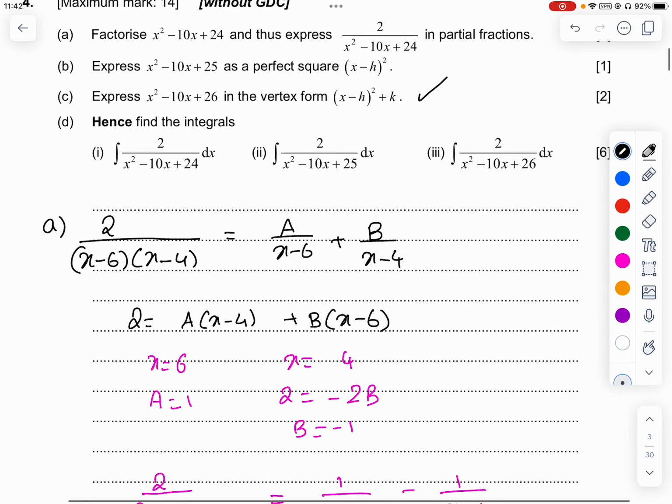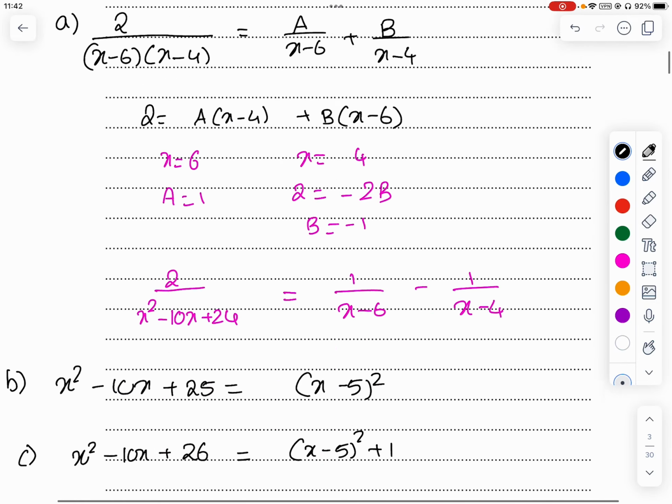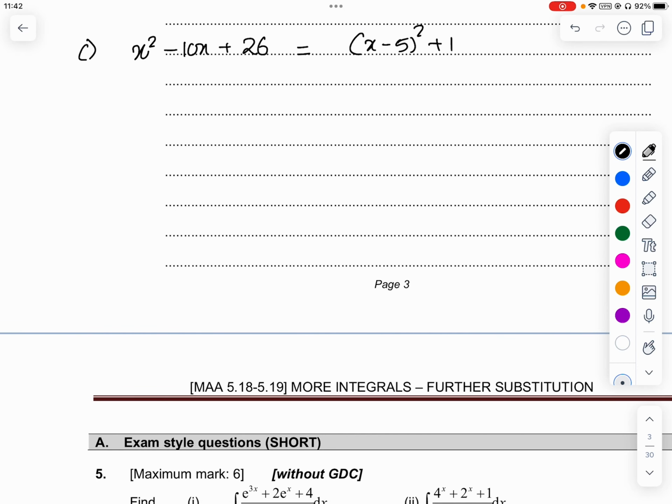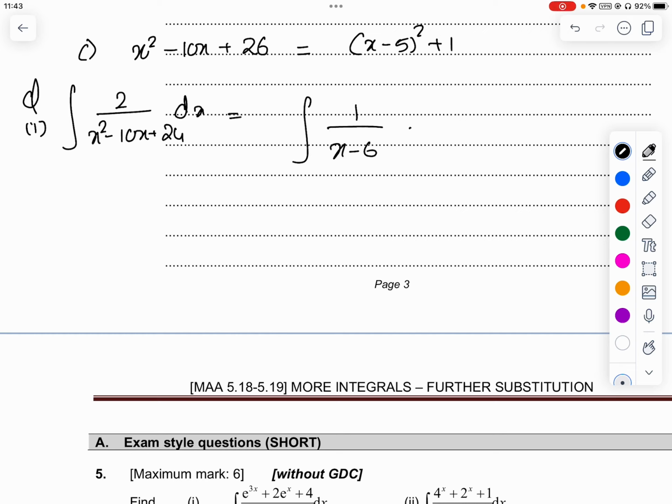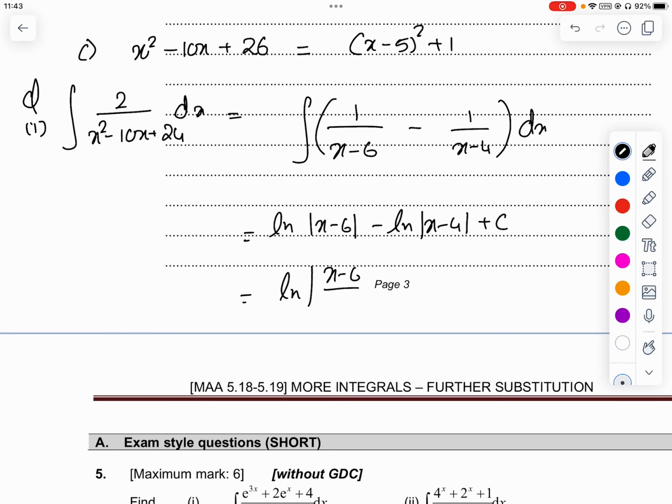Next, part D, integral of all the 3 questions. So, first question, D part 1, integral of 2 upon x square minus 10x plus 24, which will be nothing but what? Integral of 1 upon x minus 6 minus 1 upon x minus 4 dx. So what does that become? Ln of x minus 6 minus ln of x minus 4 plus c. So it becomes ln of x minus 6 upon x minus 4 plus c.